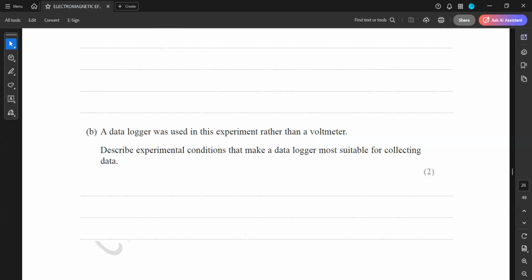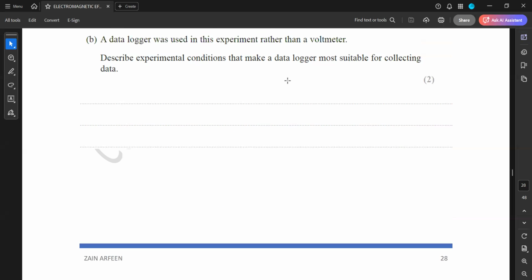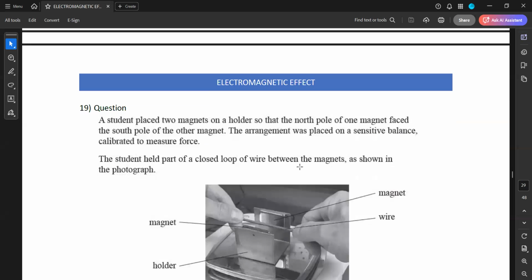High sampling rate means if I want to record more values in a short time, or if you want to measure two readings simultaneously, or if you want to carry out an experiment for a longer duration of time, a data logger is suitable. We can also use a data logger to record the values remotely. You don't have to be next to the apparatus. The values will be recorded automatically. So these are the conditions in which we can use a data logger.